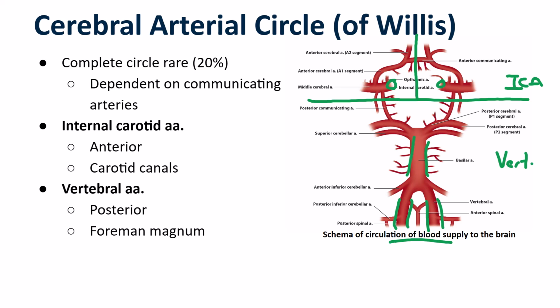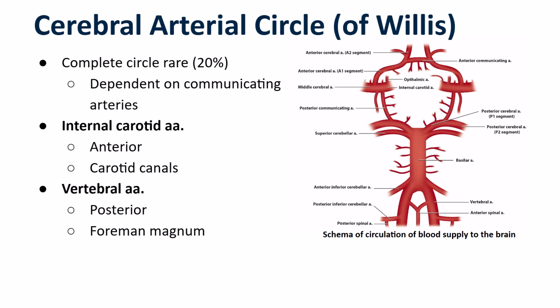Now, a complete arterial circle of Willis is quite rare. It's only found in about 1 of every 5 individuals, or 25%. And its completeness depends on the presence of these communicating arteries. So there's an anterior one that's going to serve left and right, and then there are 2 posterior possibilities here. And these communicating arteries are what would complete this circle. Now, having these communicating arteries in place is very helpful because it represents collateral blood flow left, right, and front and back, or anterior and posterior.